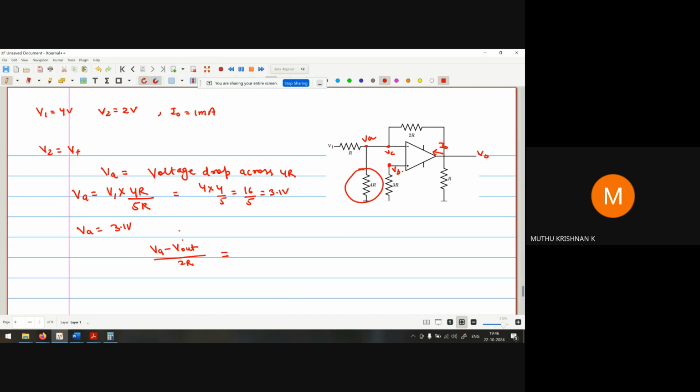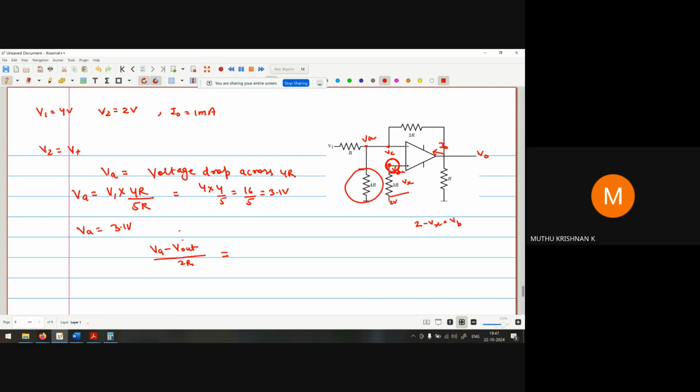Sir, why don't we take VA as 2 volts? Because negative feedback is there, and this voltage is 2 volts, so VA should also be 2 volts. The voltage drop across this one is Vx. So 2 minus Vx is equal to Vb.